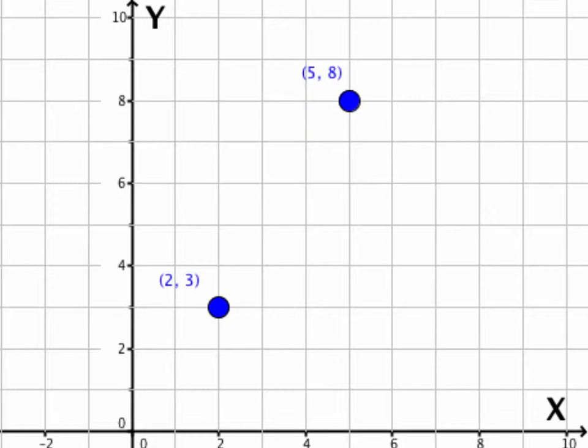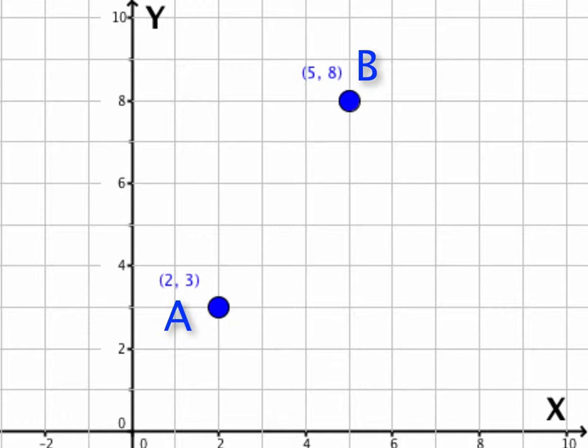First things first, let's draw these on a set of axes so we can actually see them. In general, it's a good idea to label the points that you draw with their values. Having the coordinates right there will be helpful later when we're doing some calculations. In this case, let's also call (2, 3) point A and (5, 8) point B.